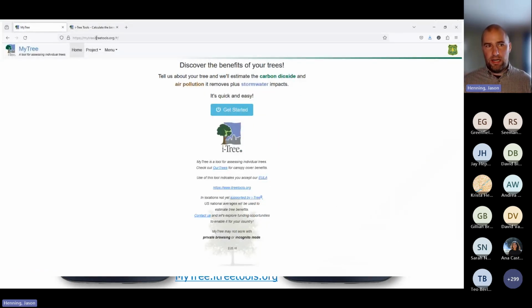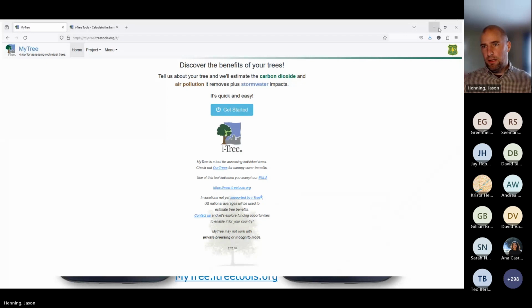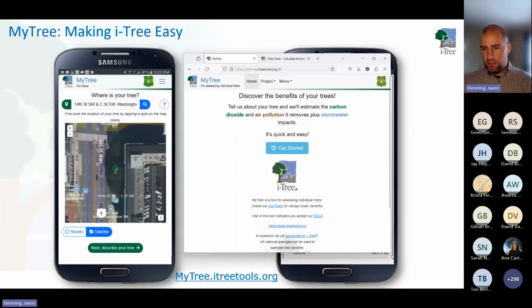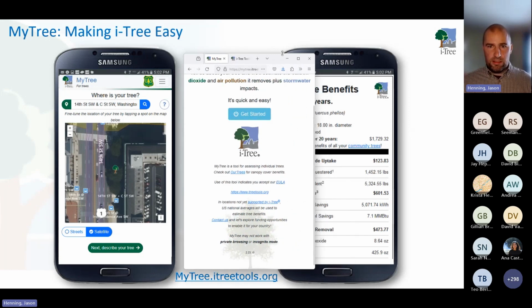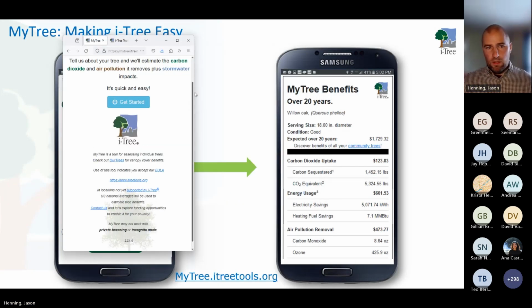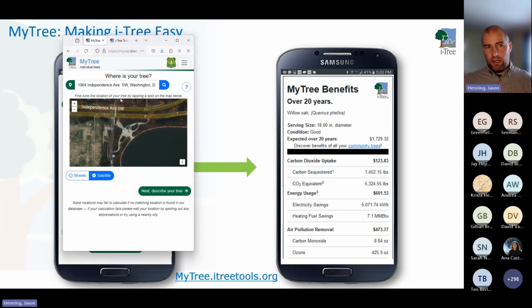So I'm just at mytree.itreetools.org. Or if you're on the iTree homepage, it's our first tool, and you can get to it by clicking right here. It's really nice to use on a cell phone, so I'm going to resize my browser here to look a little bit like a cell phone. And I'm just going to show you how it works real quick. Again, we'll do this slower and in more detail next time, but if you click on Get Started, as with all our tools, it wants to know where you are. So I'm going to go ahead and use a tree outside my office in Philadelphia.